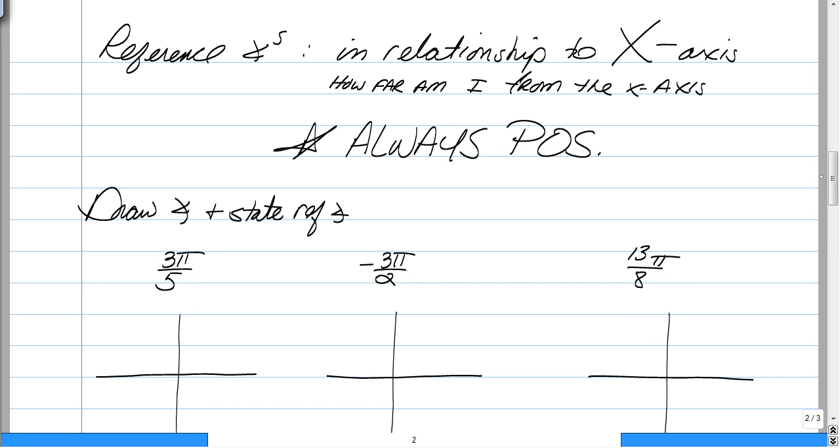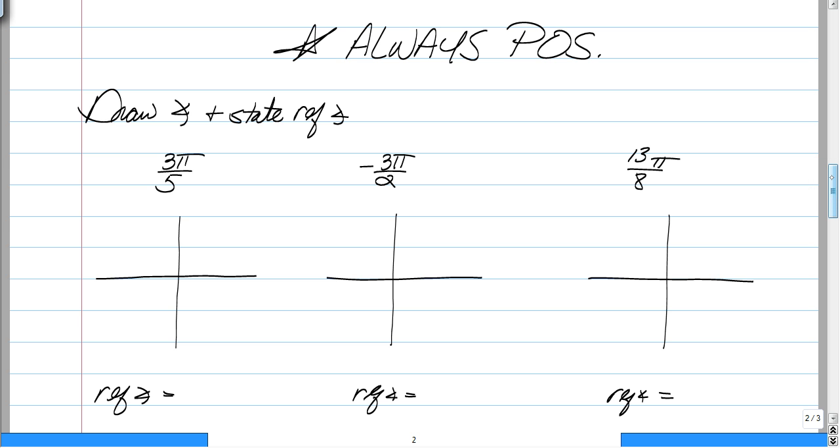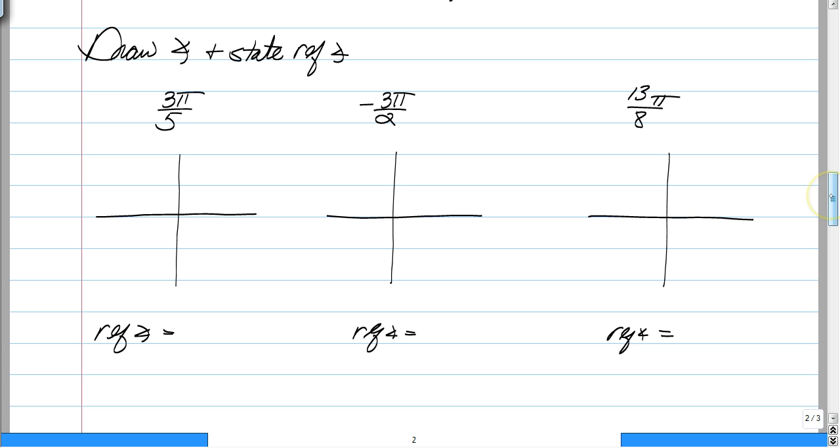Reference angles. Again, same rules. Always positive. Always from the x-axis. Always going to be less than pi over 2. We're in radians. It's not 90 degrees anymore. So, how are we going to do this?